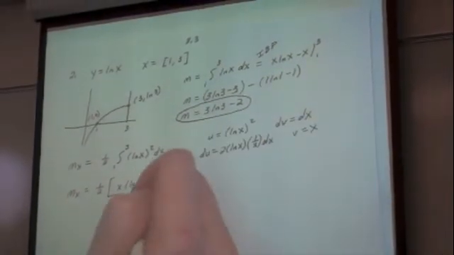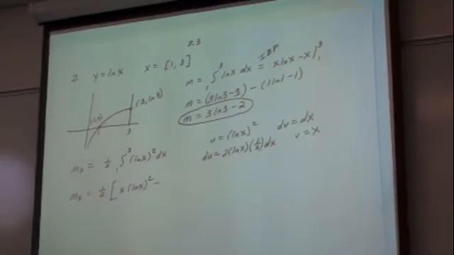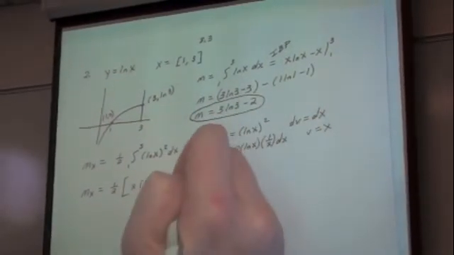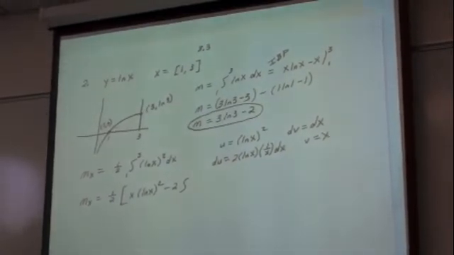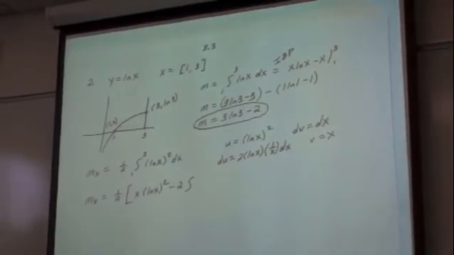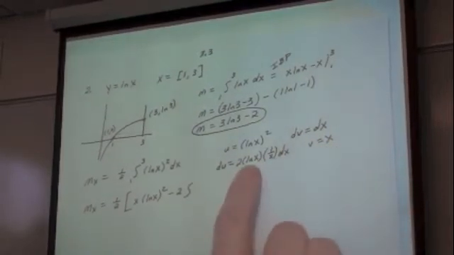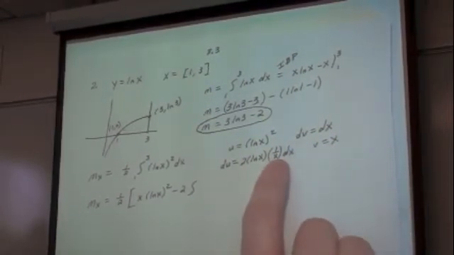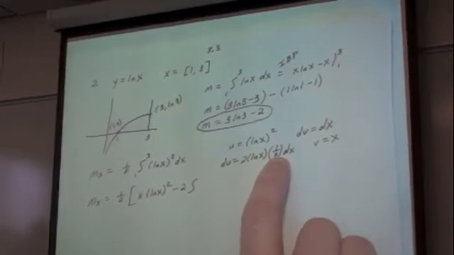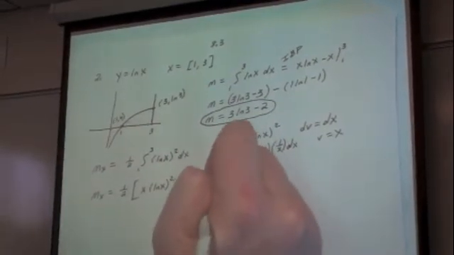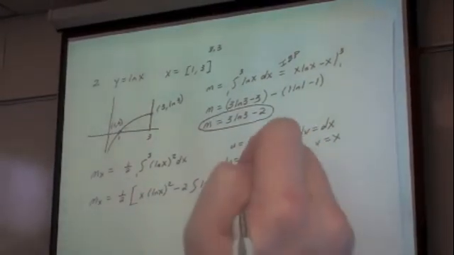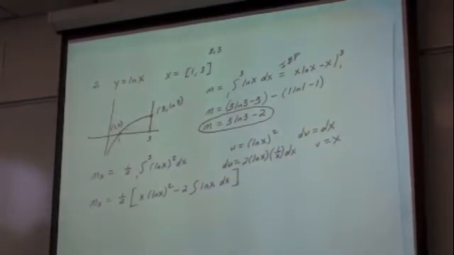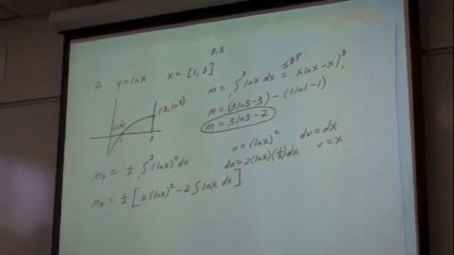So I'll say x ln x squared, u times v, minus the integral. And I'm going to go ahead and bring this 2 out. So I'll say minus 2 times the integral. And notice what's inside of that integral now. v du, that x cancels that 1 over x. So you're left with just the natural log of x in there with respect to x. So we already know that integral. It's x ln x minus x.